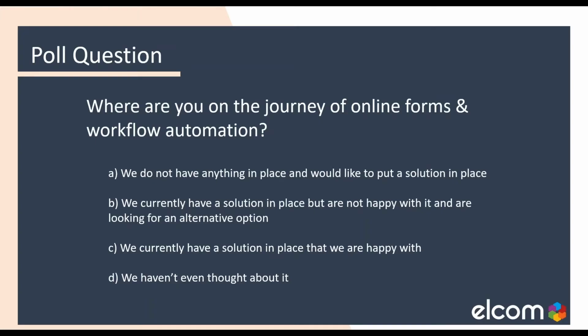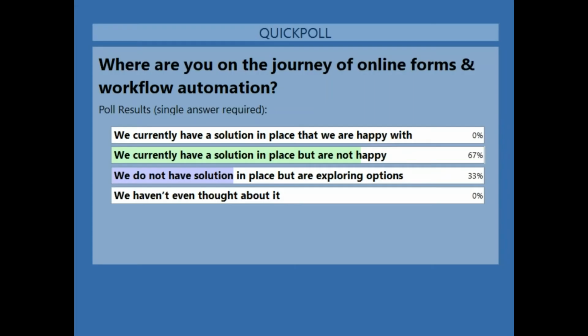All right, let's close that poll and share the results. Very interesting results we've got here. I'm going to share those results on the screen, and hopefully everyone can see them. When we look at the options, we currently have a solution in place that we are happy with. It doesn't look like anyone's happy with their current solution, so that's interesting. 67% said we currently have a solution in place, but are not happy with it and are looking for an alternative option. So that's quite interesting.